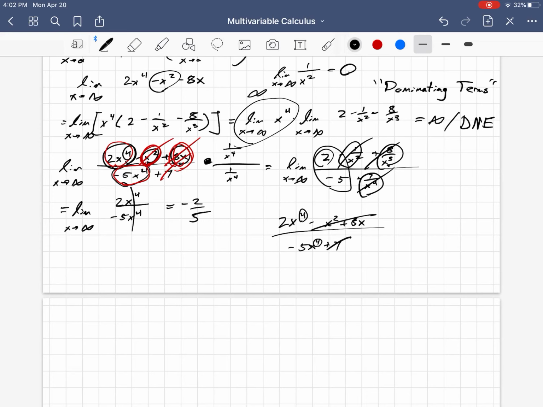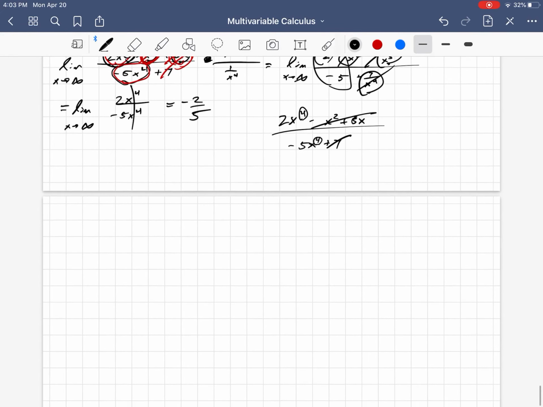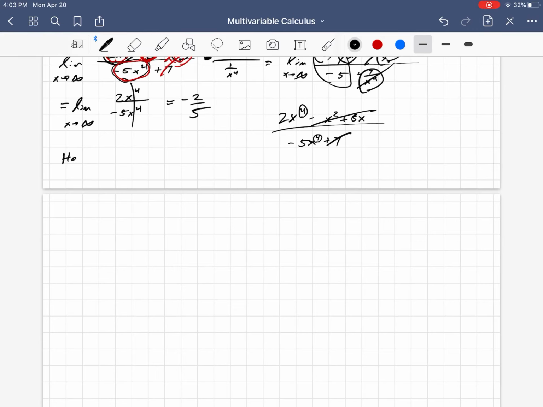And again, it's because those two terms outpace dramatically the other terms here and here as x gets bigger and bigger. They become insignificant. I hope that the fact of them becoming insignificant is clear to you.